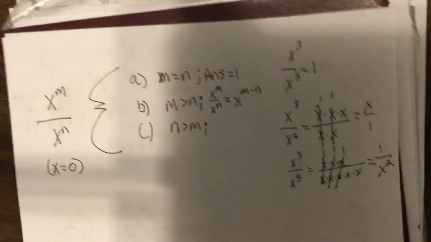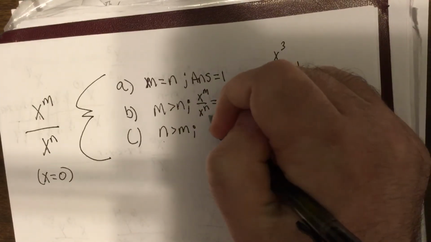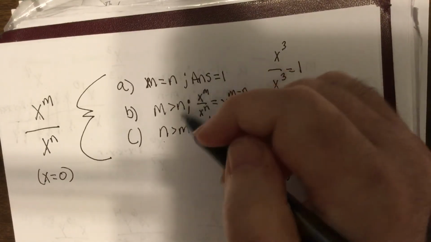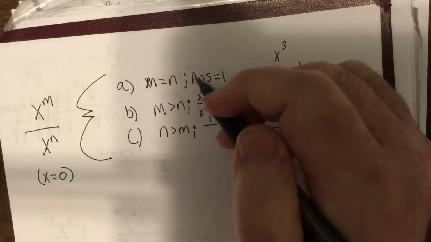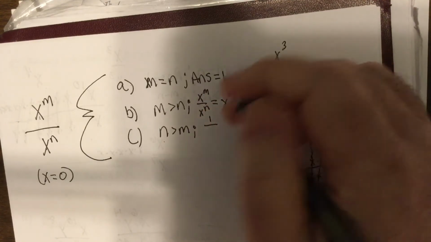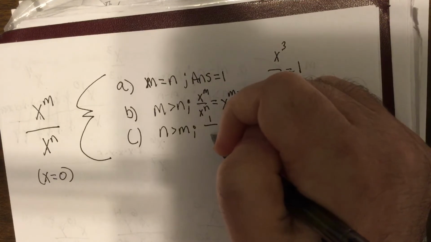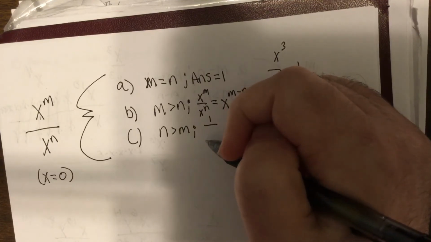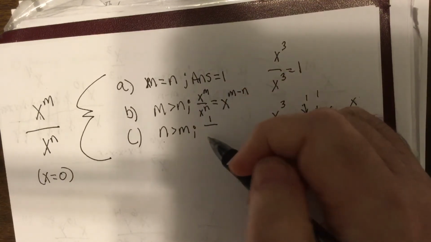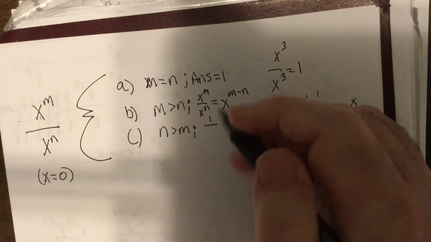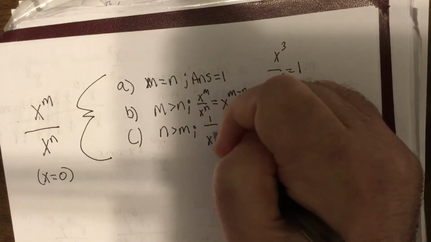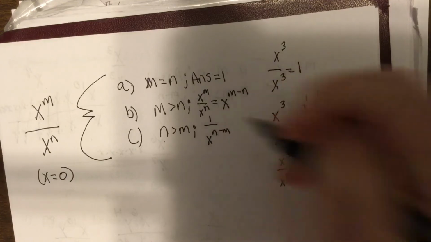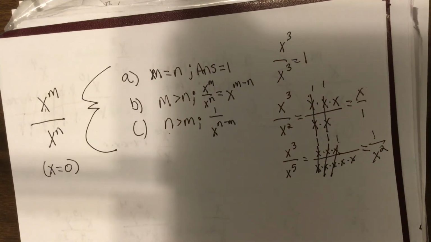So the rule stays that the bigger power has the smaller power subtracted from it, and you leave it where... I'm trying to talk and it's not working. Let's start over. You subtract the smaller power from the bigger power and keep it where the bigger power was. So it'd be 1 over x to the n minus m. So let's look at some problems here.